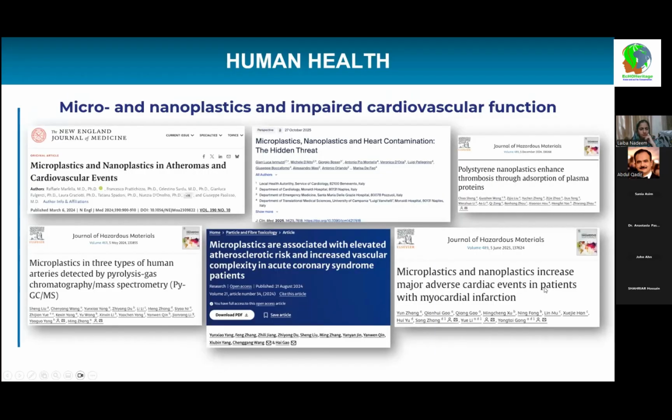The next one, extremely concerning, is the cardiovascular system. Plastic particles were found within atherosclerotic plaques, and their presence is associated with an increased risk of heart attack and stroke. When micro and nanoplastics are detected in plaques of the carotid arteries, the risk of major adverse cardiovascular events, including death, increases about 4.5 times.